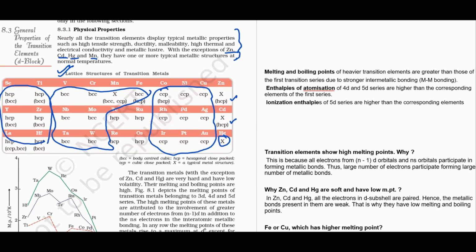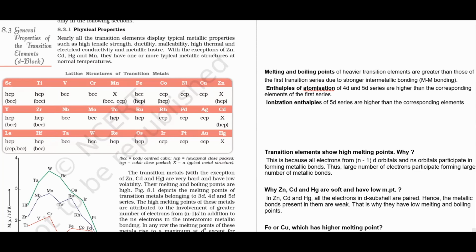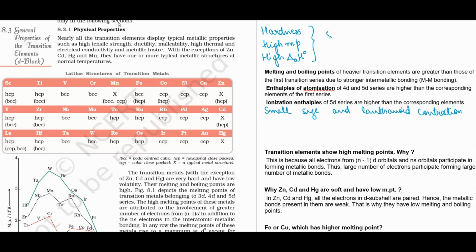So if you can memorize this, do it on the last day; you can leave this part. Properties like hardness and high melting point, both these properties, and high enthalpy of atomization, these three depend on the small size of transition elements and more number of valence electrons. And valence electrons are counted by ns plus (n-1)d electrons, right?